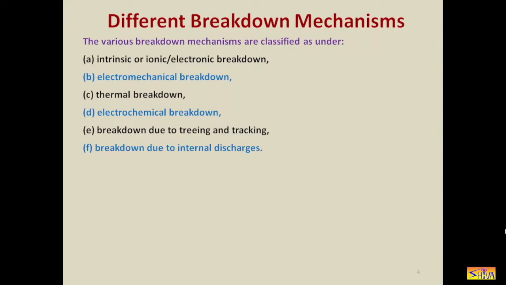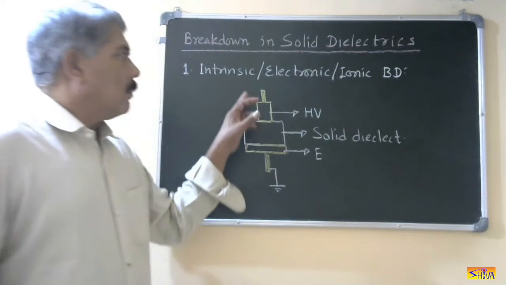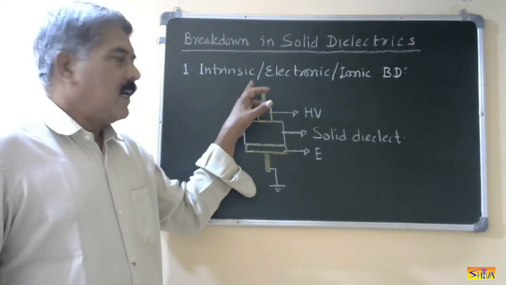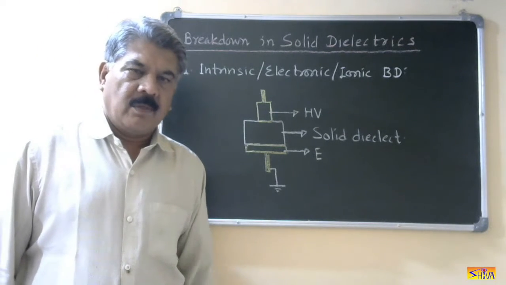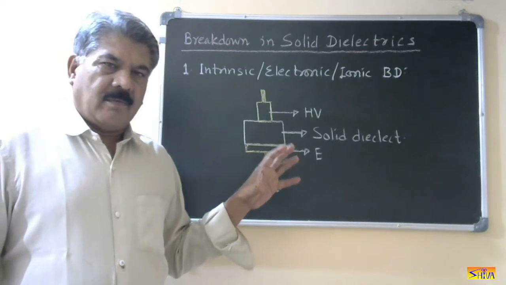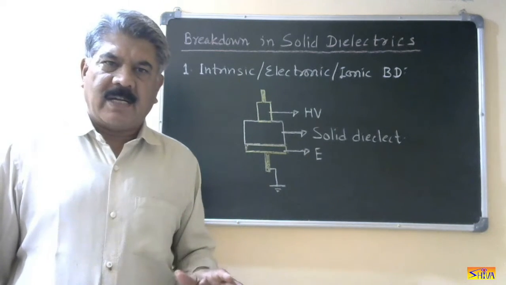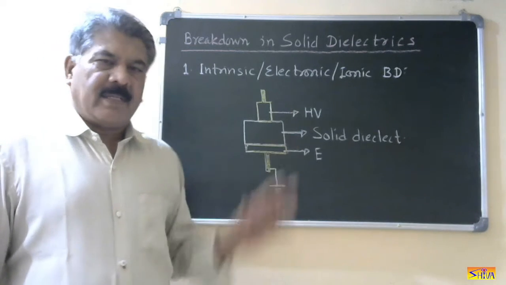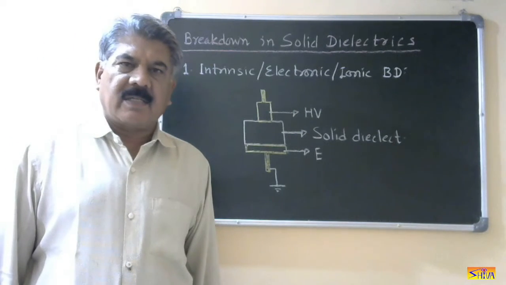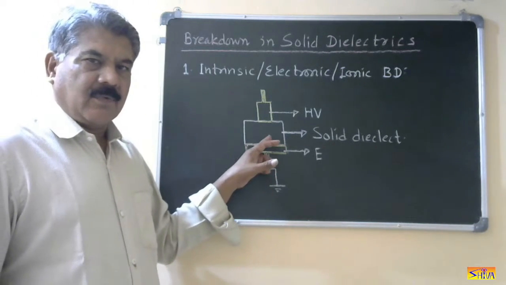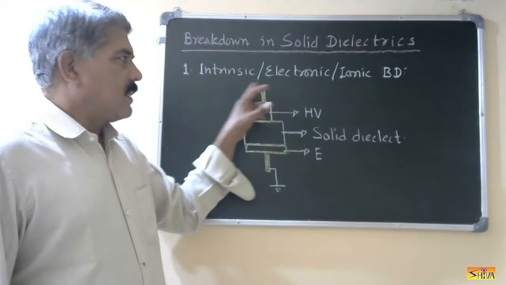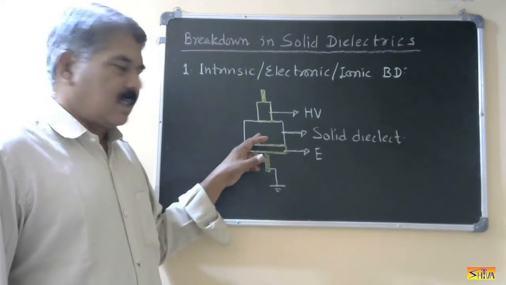First, I will discuss the intrinsic breakdown, also called ionic or electronic breakdown. This breakdown mechanism applies when we consider a pure dielectric. This type of breakdown basically depends on the molecular structure of the dielectric. Now let us say this is the dielectric for which we have to find out the intrinsic breakdown strength or intrinsic dielectric strength.